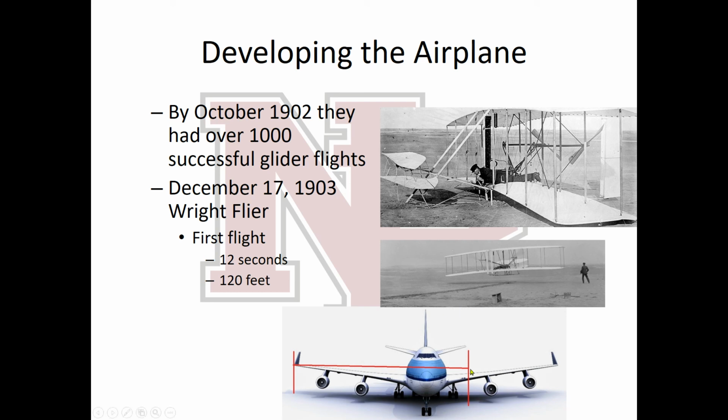Just to give you perspective, this is a 747, okay? The wingspan of a 747 is quite a bit longer than the 120-foot distance that the Wright brothers' first aircraft flew. So it flew not even the full length from wingtip to wingtip of a 747. That's the very first powered flight.